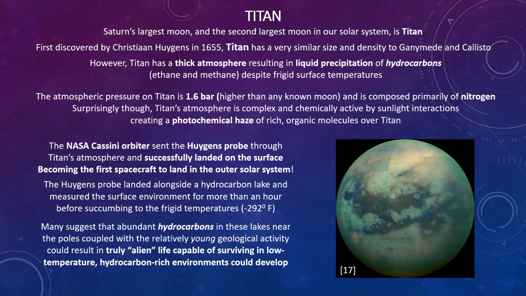The Cassini orbiter was sent out by NASA to the Saturn system, and it sent out the Huygens probe through Titan's atmosphere, and it successfully landed the Huygens probe on the surface, and this became the first spacecraft to land on the surface of a world in the outer solar system. The Huygens probe landed alongside a hydrocarbon lake, and it measured a lot of the surface environment for about an hour before it froze and no longer functioned.